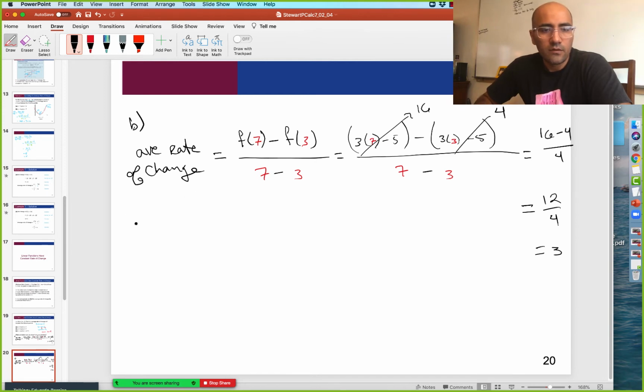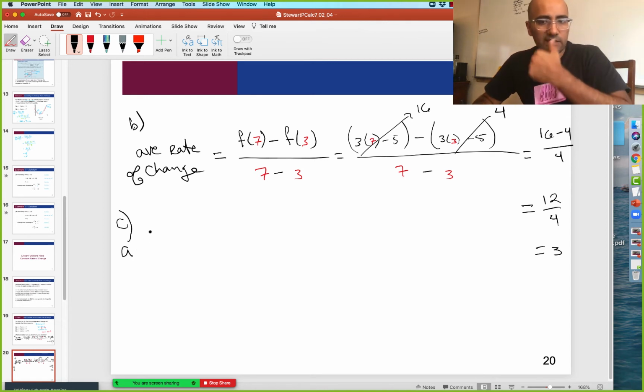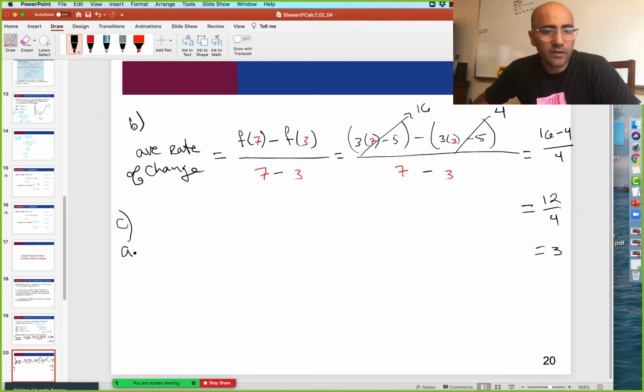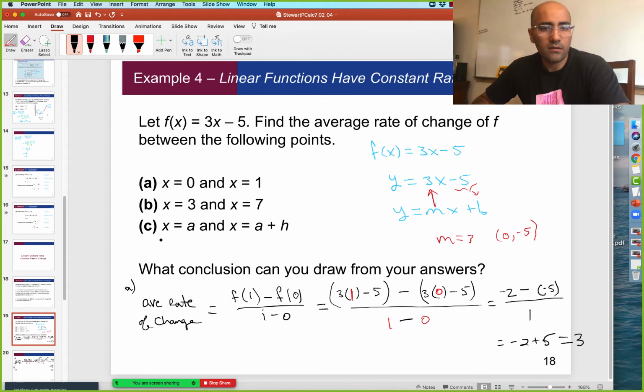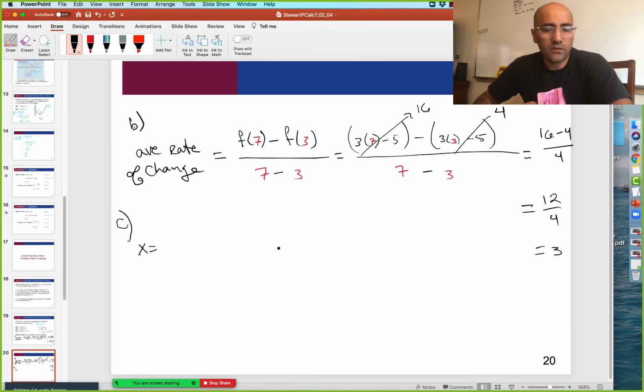Good. All right, so C, last one. This time we're going to do it on average for these guys. And this one's a little bit trickier because they give you, let's look at this, x equals a and x equals a plus h. This is probably the first time some of you have seen this style of notation. So let's look at it from this perspective.